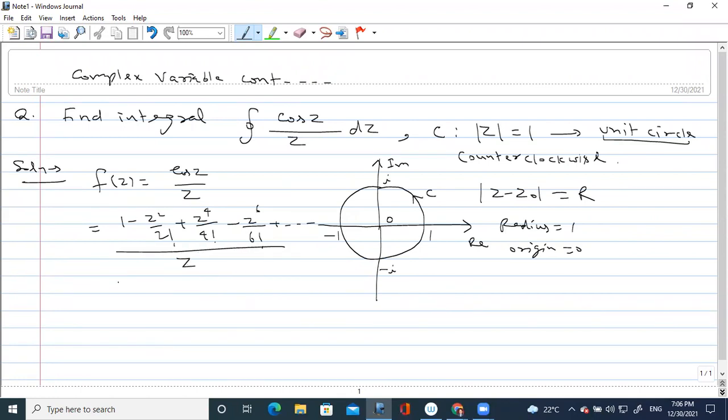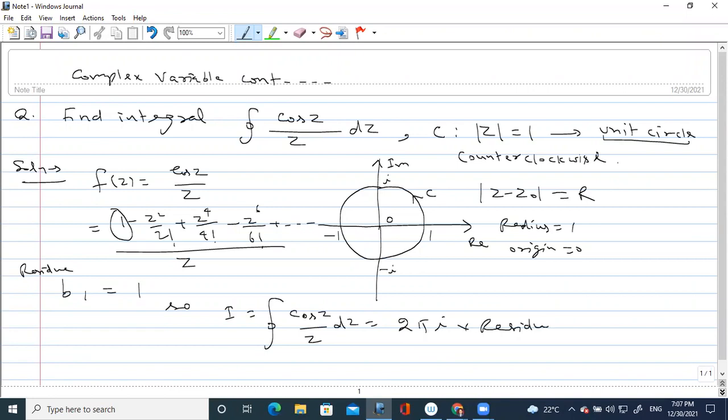Okay. So now you can compare which term will give you the coefficient of 1 by z. This term. So from here, b1 is the residue, 1. So the closed integral of cos z by z dz will be 2 pi i into residue. Residue is 1, so answer is 2 pi i. Okay, note down this easy question.